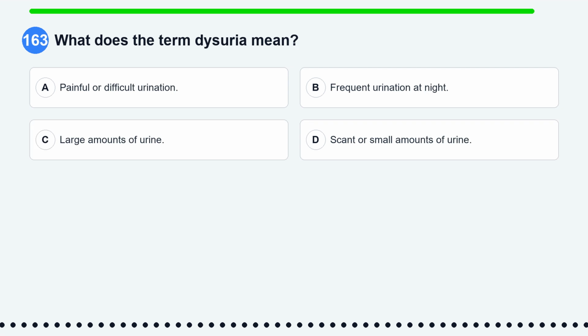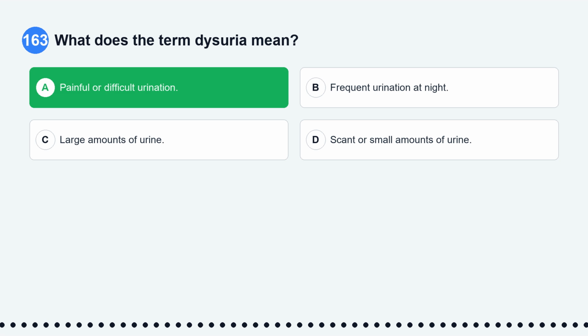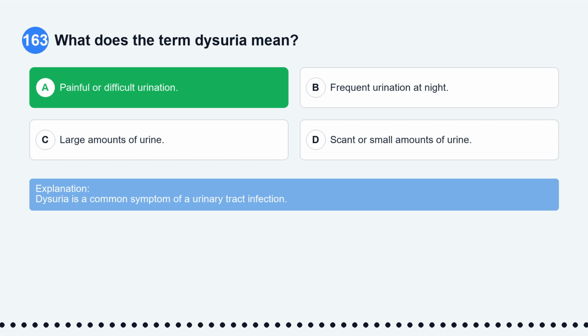Question 163. What does the term dysuria mean? Option A. Painful or difficult urination. Option B. Frequent urination at night. Option C. Large amounts of urine. Option D. Scant or small amounts of urine. The correct answer is option A. Painful or difficult urination. Dysuria is a common symptom of a urinary tract infection.